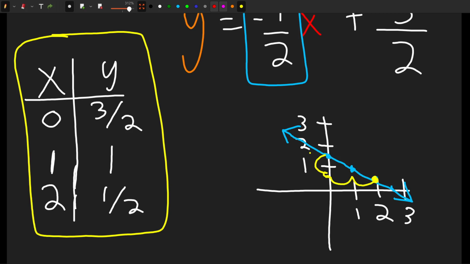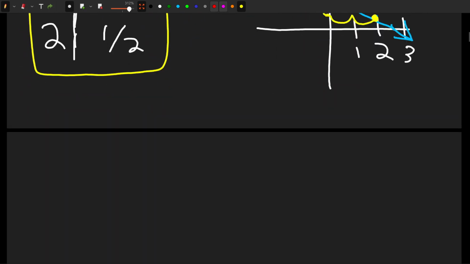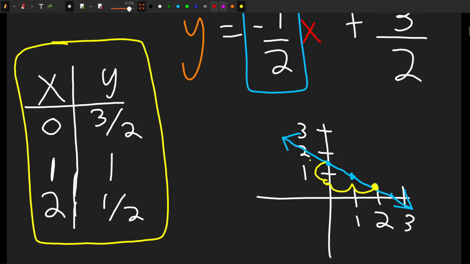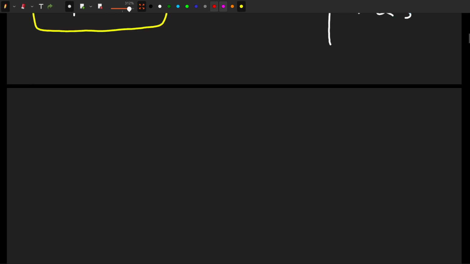Now, we can also do the exact opposite: we can find the equation of a line from a graph. So what we just did was take an equation and graph it. Now we can go from a graph to an equation. So I'm going to go ahead and write another example that we have.